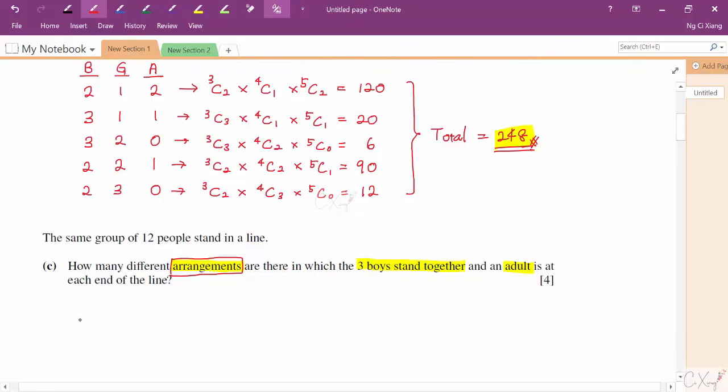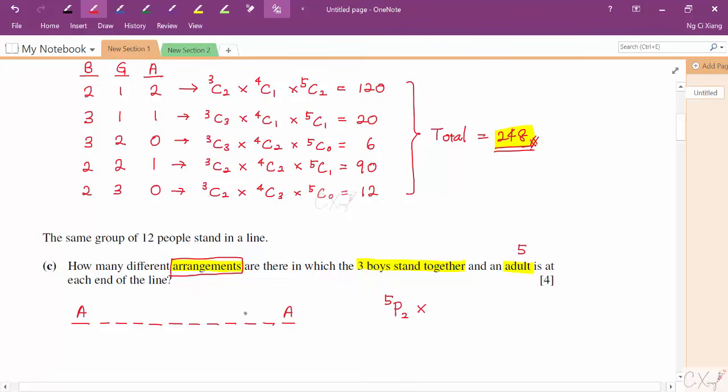When you have adults at each end, that means the first one is an adult and the last one is also an adult. So in the center, we actually have 10 more people, 1, 2, 3, 4, 5, 6, 7, 8, 9, 10. Now first we should arrange the adults. We have 5 adults in total, but you want to place 2 adults at the ends. So to arrange 2 adults at the ends from the 5 adults, the step will be 5P2.